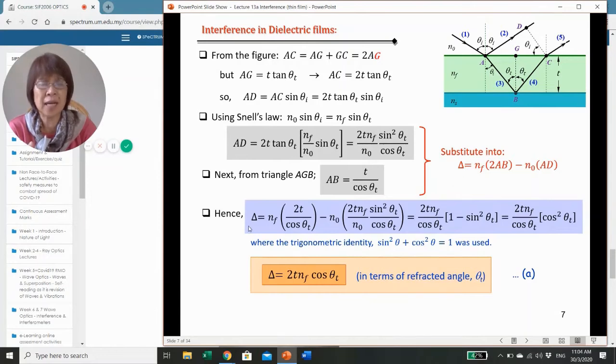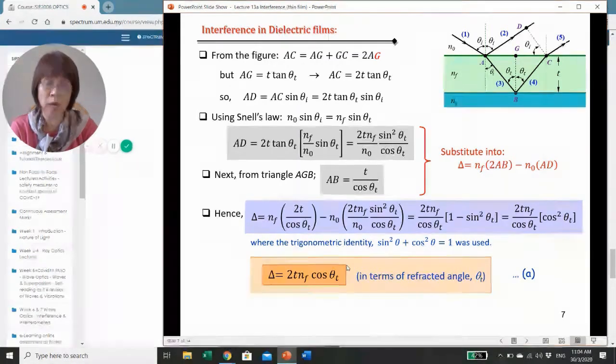That will give us the optical path difference equal to NF 2t over cos theta t minus N0 2t NF over N0 sine squared theta t over cos theta t. This cancels off. We have a common term 2t NF over cos theta t into 1 minus sine squared theta t. And using the trigonometric identity, this will be equal to cos squared theta t. So one of these terms cancels off. We will then have 2t NF cos theta t. So therefore, we are now able to express the optical path difference as equal to 2t NF cos theta t.